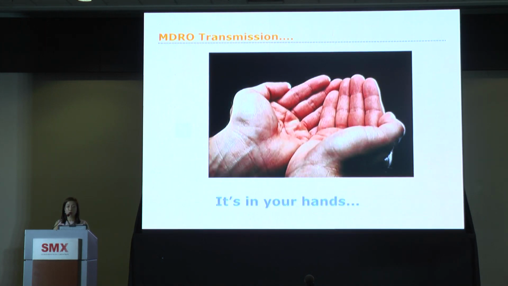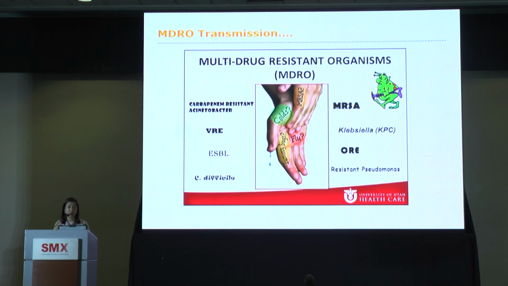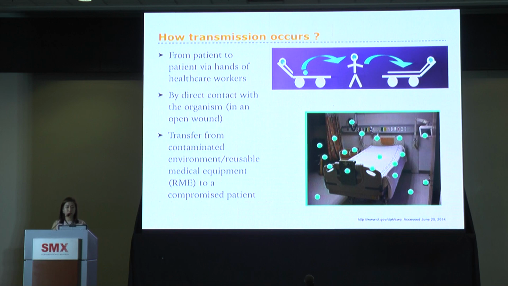They say that MDRO transmission is in our hands. It's in your hands because our hands can contain MRSA, VREs, ESBL, and CRE, and it is one of the established modes of transmission of these multidrug-resistant organisms. So from patient to patient, via hands of healthcare workers, by direct contact with the organism when the patient has an open wound, or another established mode of transmission is transfer from the contaminated environment or the reusable medical equipment, your RMEs, to a compromised patient.